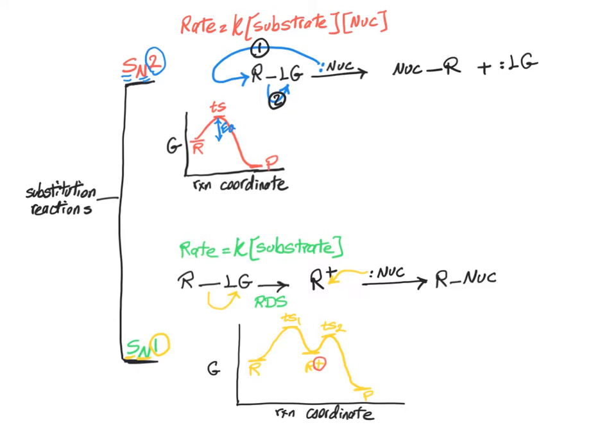The first step, which is carbocation formation, has a larger activation energy, and it is the rate determining step of the SN1 reaction. So the rate determining step of the SN1 reaction is the carbocation formation, the step in which the carbocation forms. All the other steps have lower activation energy.